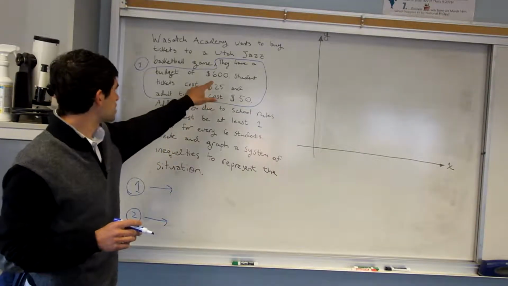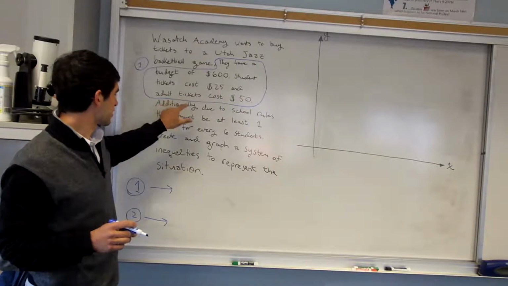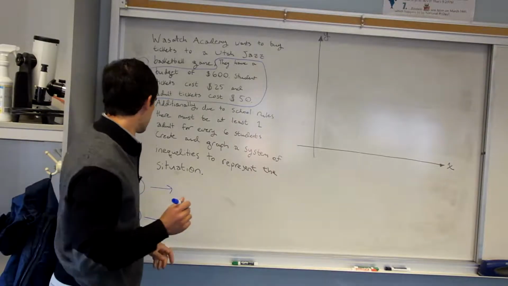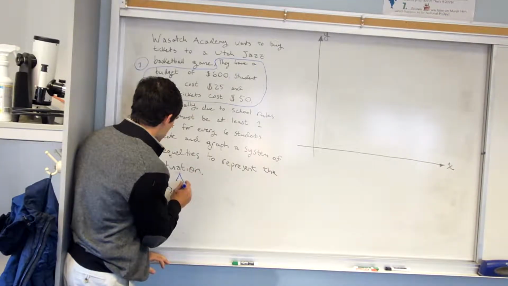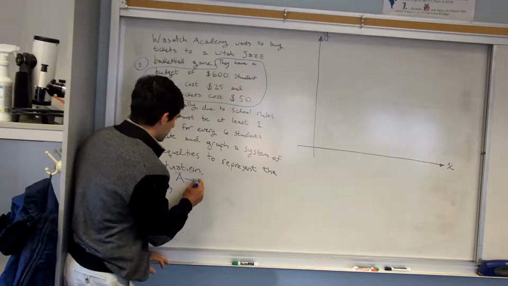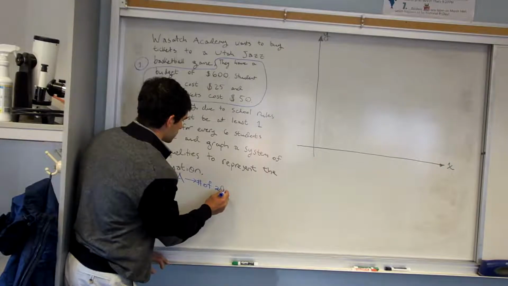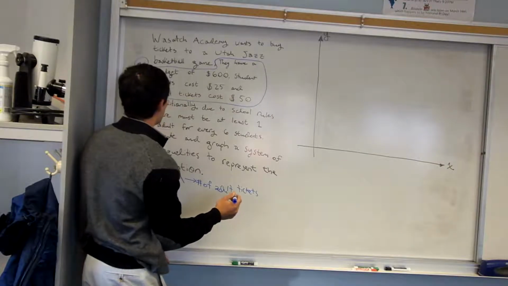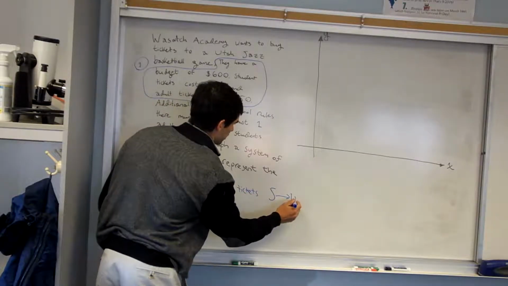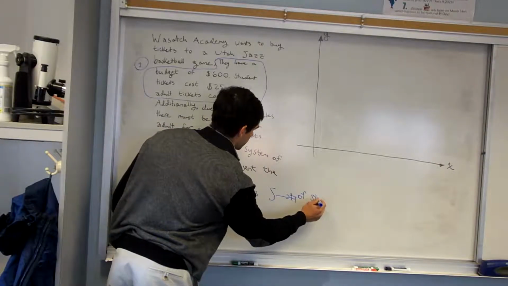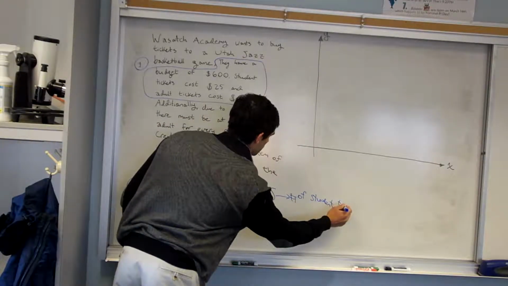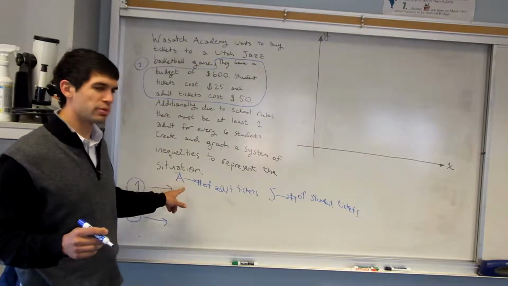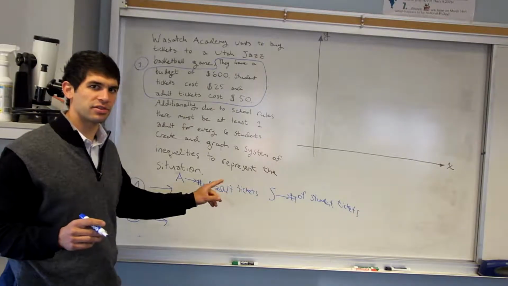So we have student tickets and adult tickets. A logical way to represent this information would be to have A represent the number of adult tickets, and S represent the number of student tickets. And there you see we have 2 variables. We have A, our number of adult tickets, and S, our number of student tickets.